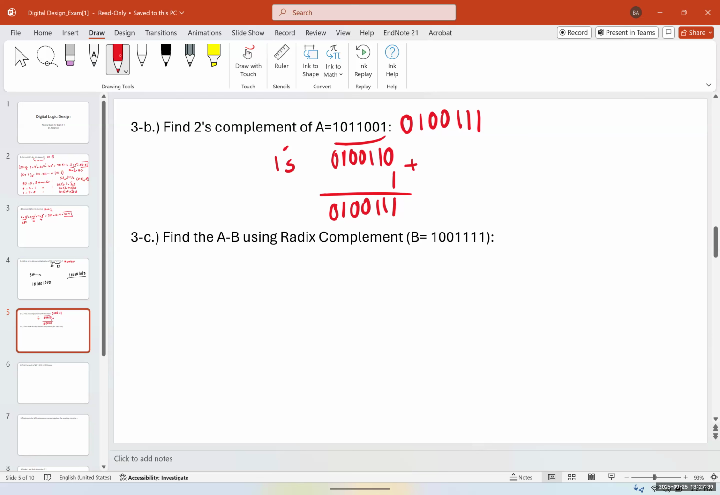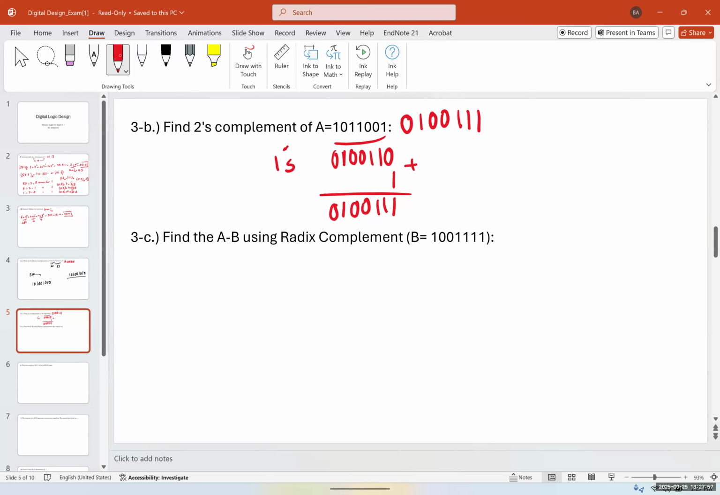Another way to solve it that you learned is the first one from the right, we keep it, and then we change all the zeros to ones and ones to zeros. It's going to be, I'm sorry, 0 1 0 0 1 1 1.